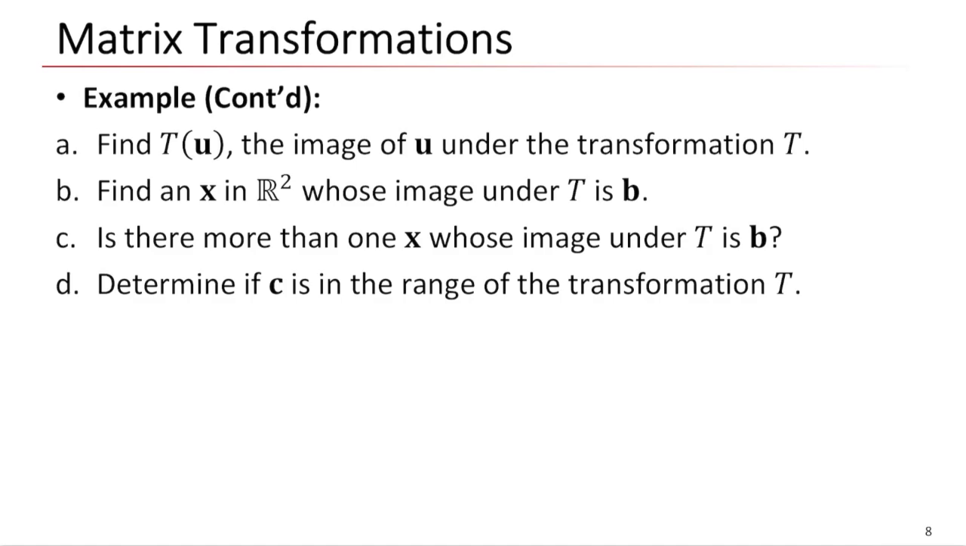So in this case, there are four questions. The first one: find Tu, the image of u under the transformation T. If we already know the vector u, then we can find Tu, or Au. Au is the image of u. The second question: find the vector x whose image under T is b. The third question: is there more than one x whose image under T is b? The final question: determine if c is in the range of the transformation T. So there are four kinds of questions. Let's solve each question.